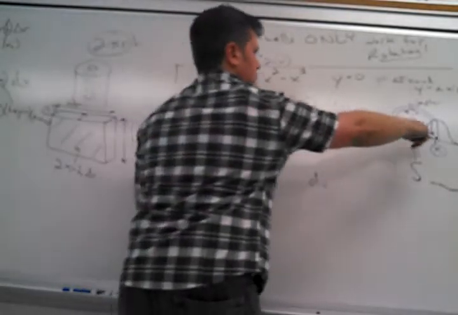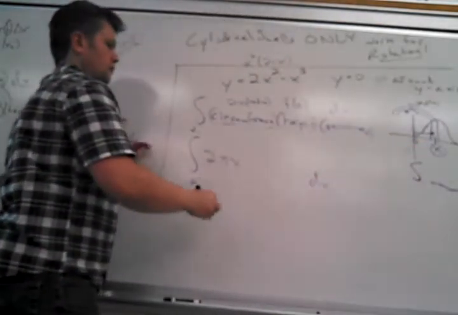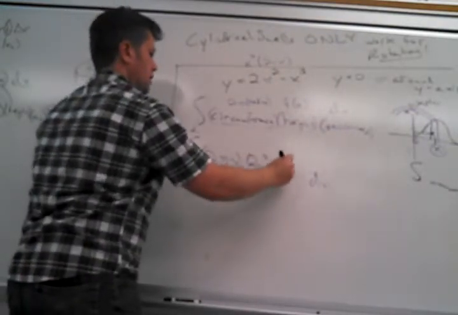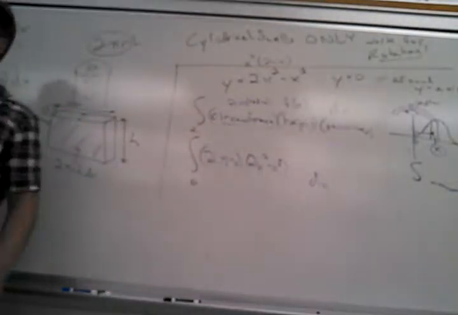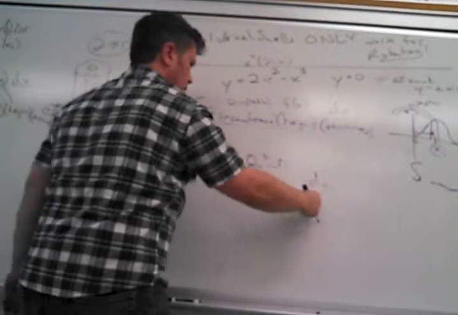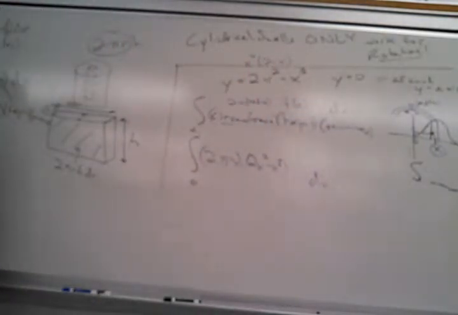What's my height? Function of x. Good, just this: 2x squared minus x cubed. That's how tall it is at any given x value. That's the height of it. And then finally, I've got my thickness, which is just dx. I like it.